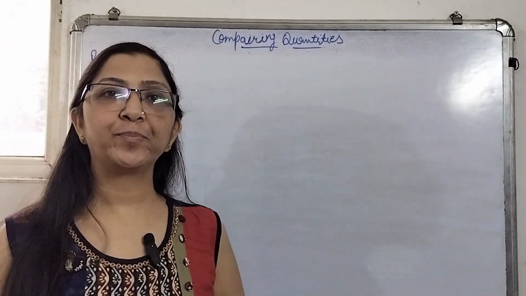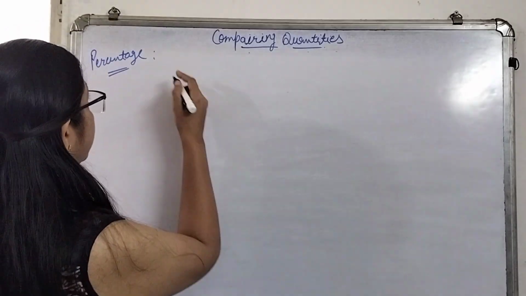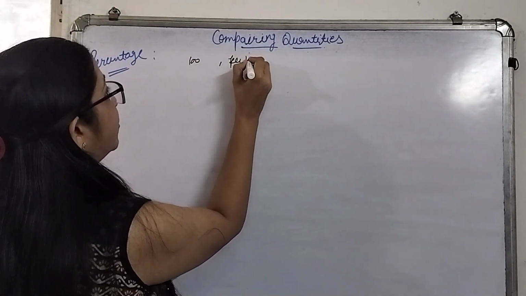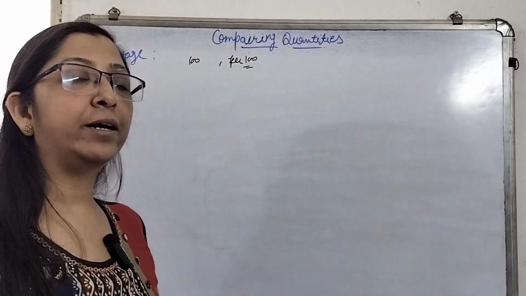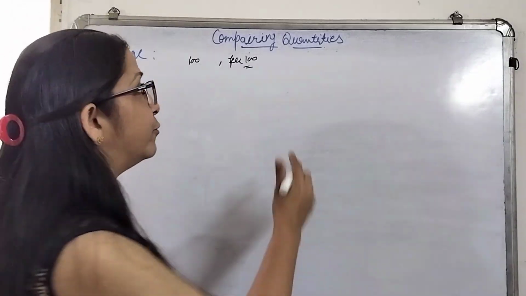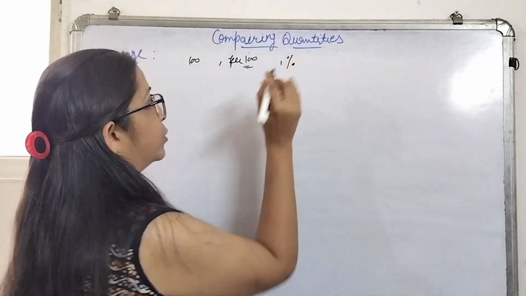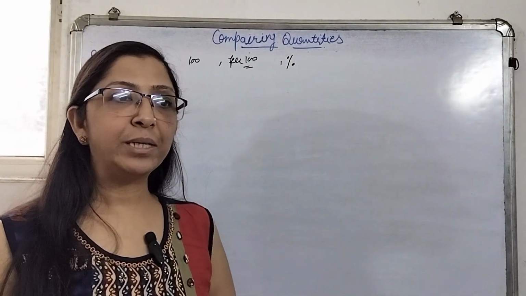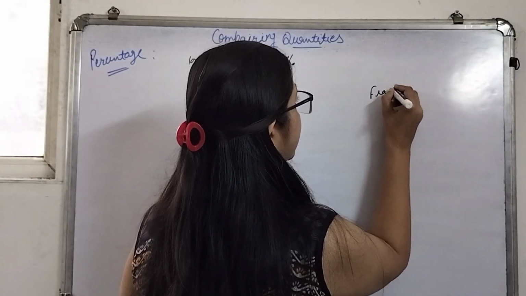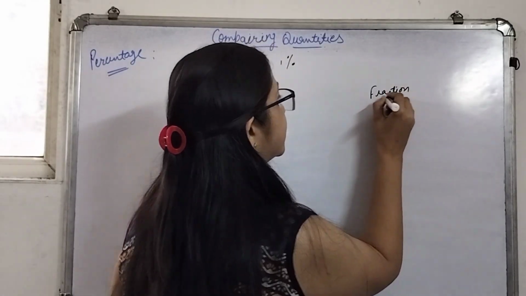Now let's see what is percentage and how we can use the concept of percentage in comparing quantities. Cent means 100 and percent means per 100. Whenever we are talking about out of 100 how many, we are talking about percentage. This is the sign for the percentage. Whenever we are talking about fraction, that simply means we are taking 1 as the base.